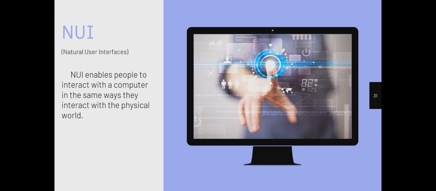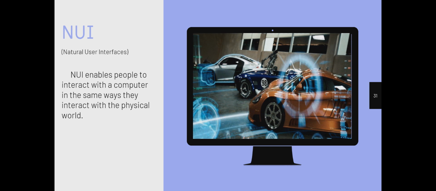Next, the third one is NUI, or natural user interface. NUI enables people to interact with the computer in the same way they interact with the physical world, through using their voice, hands, and bodies instead of using only a keyboard and a mouse, or the first generation, the command line. Natural forms of interaction such as touch, speech, gesture, handwriting, and vision are what computer scientists call NUI, or natural user interface.